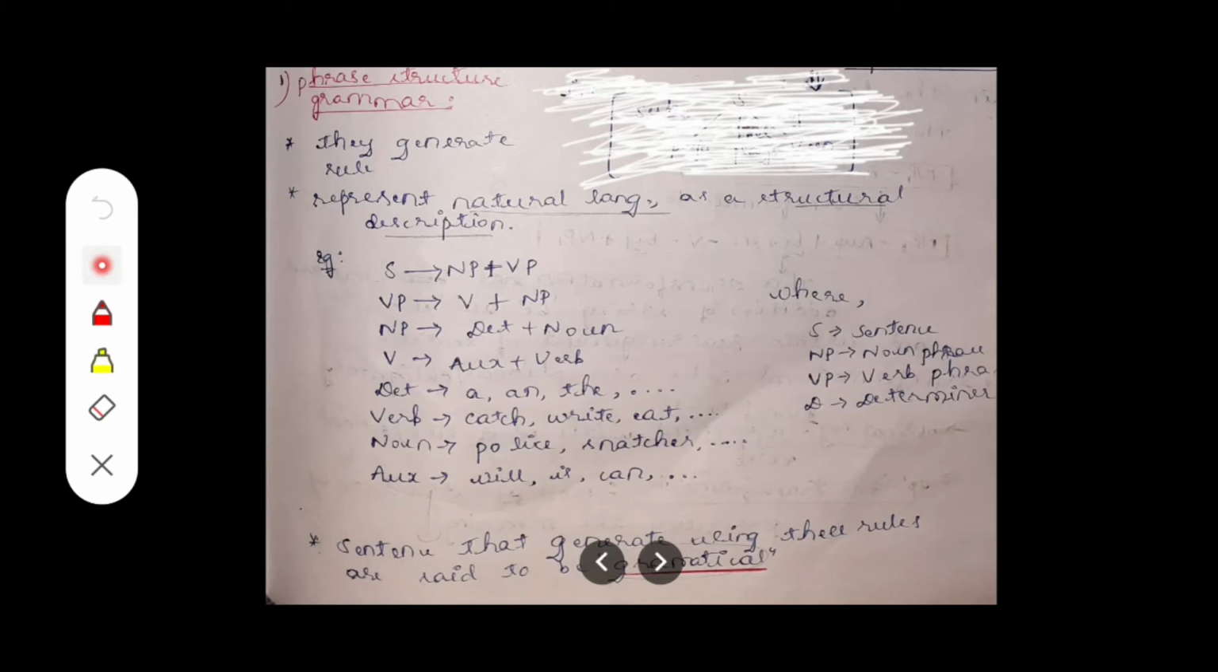This phrase structure grammar is going to generate a set of rules. Those rules are: sentence derives noun phrase and verb phrase. Verb phrase has verb and noun phrase. Noun phrase is nothing but determiner plus noun. These are all a set of rules, right? So these are all the rules that the phrase structure grammar is going to represent.